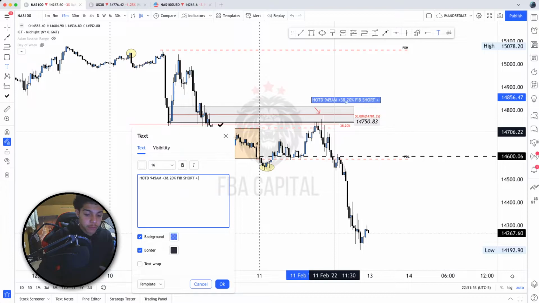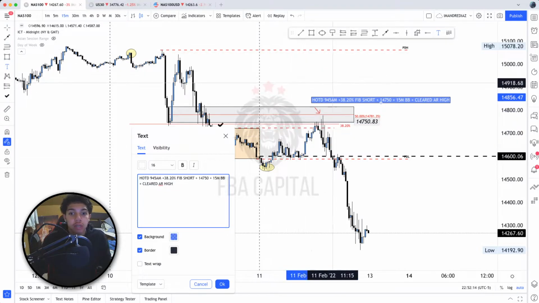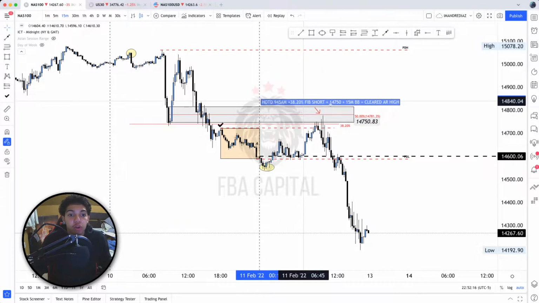We also had that 14,750 mid-figure level. Also, we had that 15-minute bearish breaker block, along with clearing the Asian session high. So there was a lot of reason for me to believe that price was overall going to try to potentially continue moving short from here.